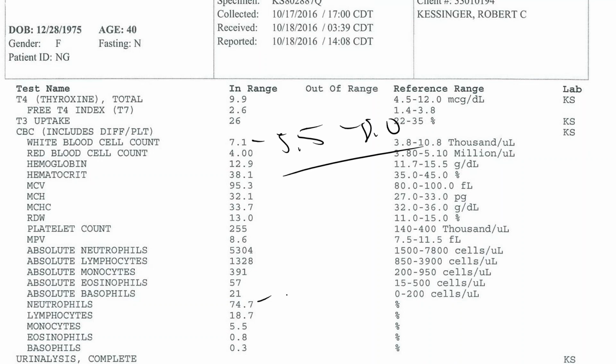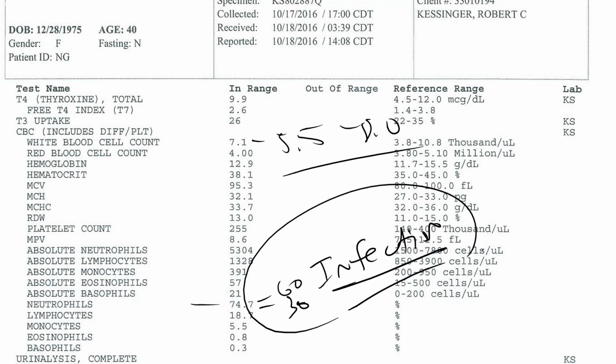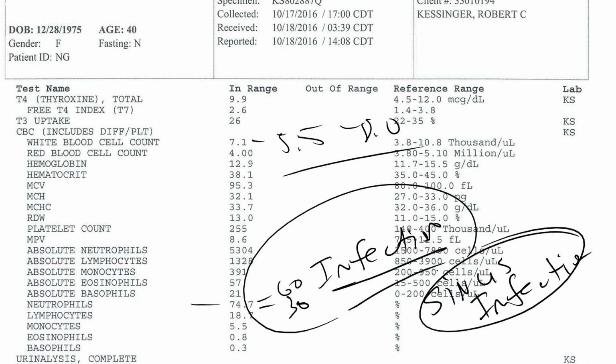But look at this. Neutrophils, 60, 30. She's got an infection going on. Now, could inflammation do this? Yes, it could, but highly unlikely. This has got to be an infection going on. As a matter of fact, after questioning her and looking in her ears, I found out that she has a sinus infection that's been going on. So guess what? We've got to get rid of that.